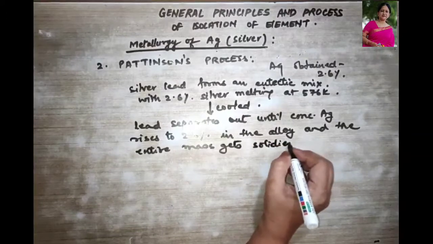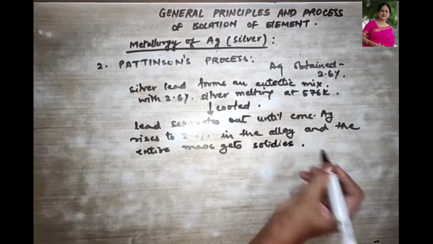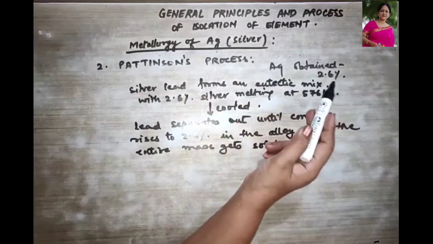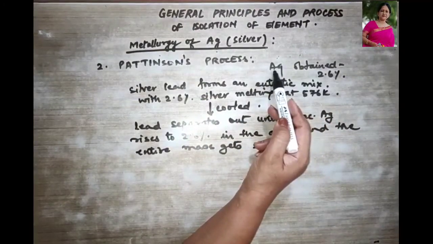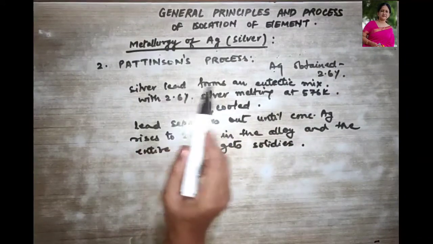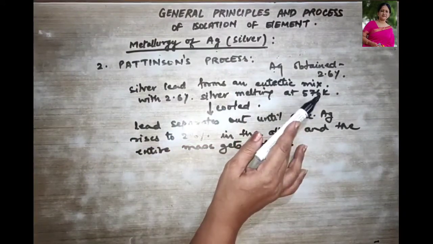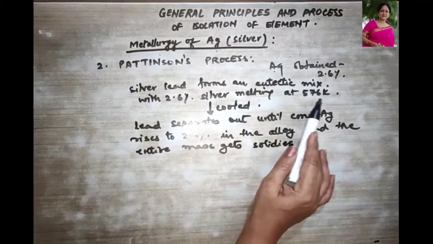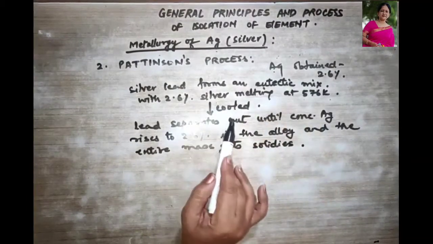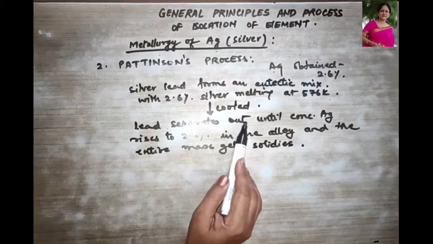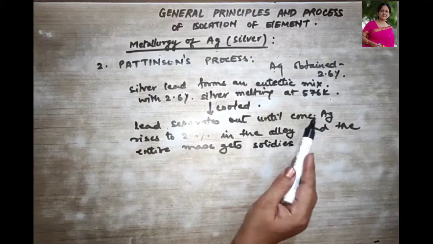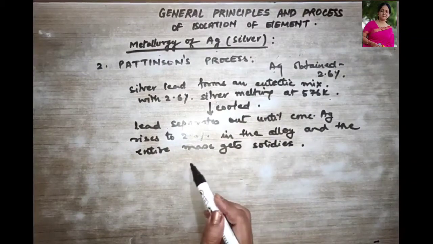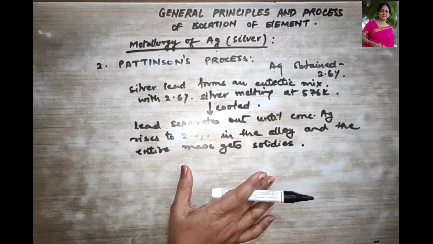I hope this is very clear to all of you. So what did I say? That by Pattinson's process we obtain only 2.6% of silver. So over here the silver lead, it forms an eutectic mixture with 2.6% of silver, which melts at 576 Kelvin. This is first cooled, then the lead separates out until the concentrated silver rises to 2.6% in the alloy, and then the entire mass, it gets solidified.